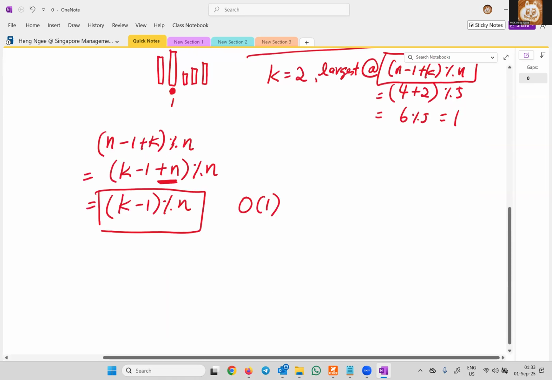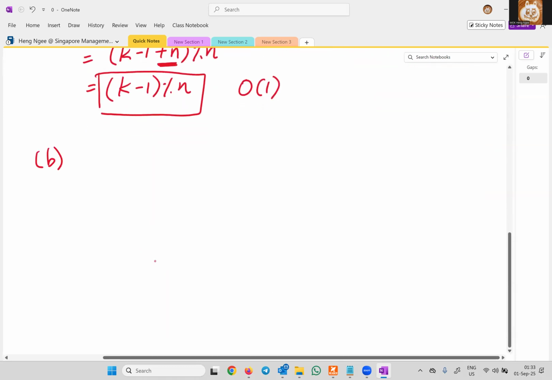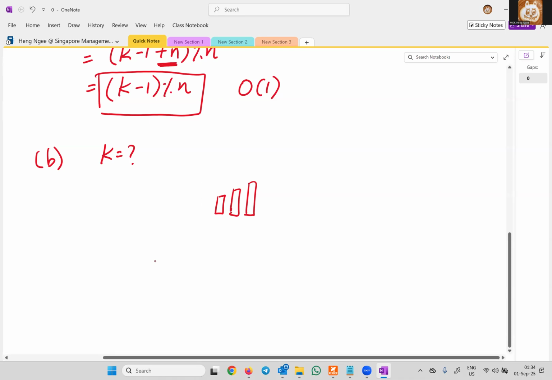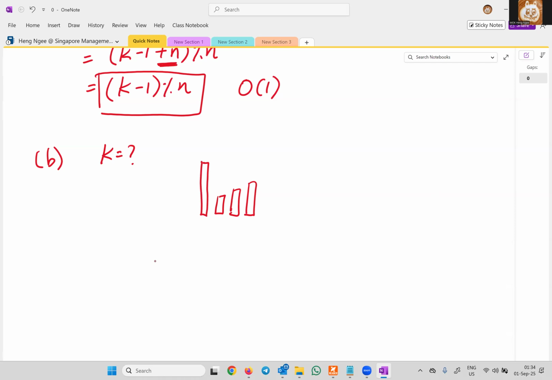That is part A. Now, part B, slightly more complicated. We do not know what k is, but that is not a problem, because whatever k is... Let me draw it taller so it becomes very obvious. Now, in this case, k is actually 2, and the peak is here. We're looking for the peak. The peak is at position 1.